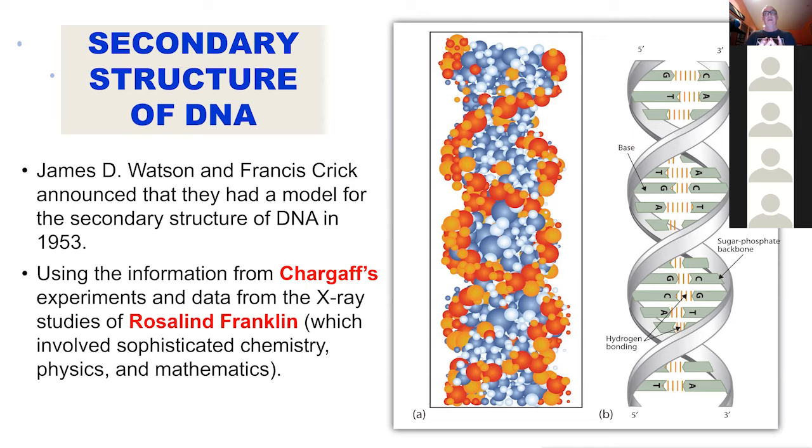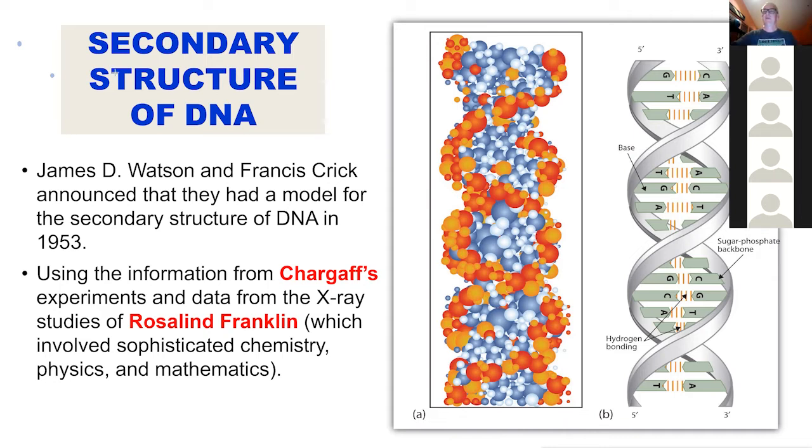And we know that phosphates are negatively charged, and if you put them together in the middle, they're going to repel each other. So it didn't make any sense, but it just goes to show you that great minds don't always have great ideas. So Watson and Crick came up with this model where the phosphates would be on the outside.